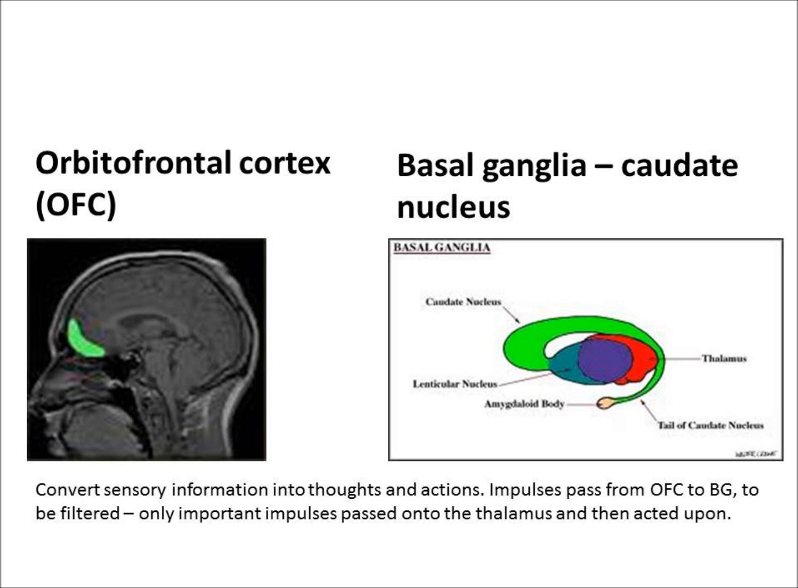Now, obviously, if you've got obsessive compulsive disorder, what's happening is that there is some problem with that filtering system and everything is getting through. This is the theory. There's a problem with the OFC or there's a problem with the BG, and what's happening is that all of these impulses are coming through and feel like they must be acted on as opposed to being filtered out and then ignored.